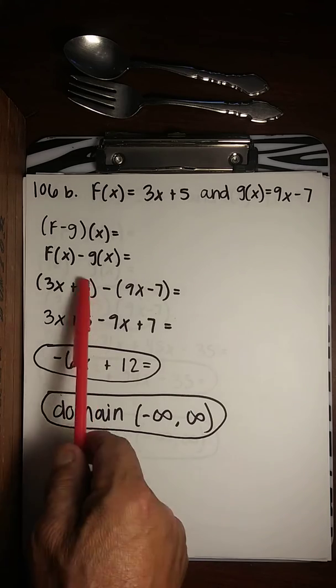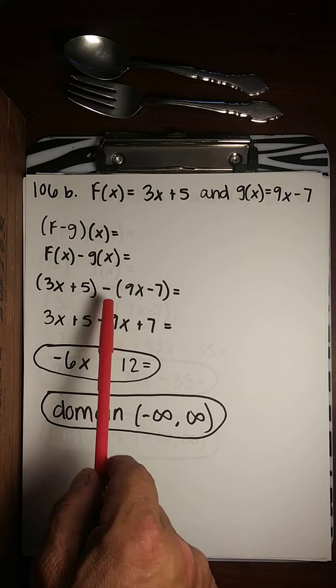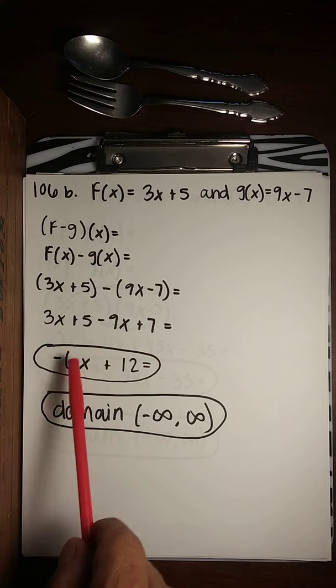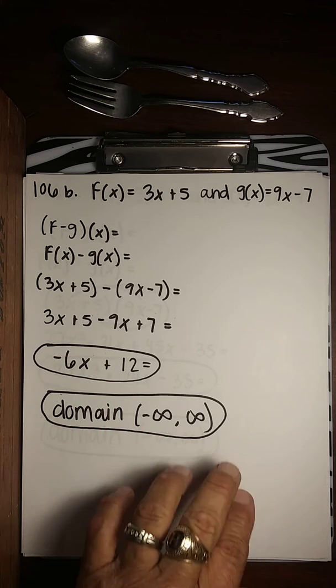F minus g of x. So f of x minus g of x. There again. This one minus of this is negative. Negative negative is positive. So 3 minus this minus 6x. That and that is going to be 12. Domain is negative infinity to infinity.